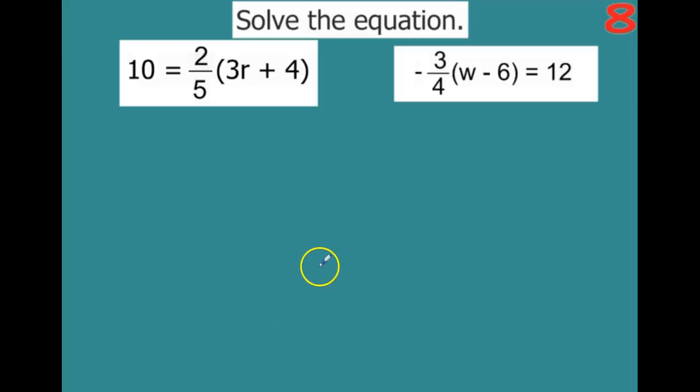These are the last two. Again, these wouldn't form nice numbers here. 2 times 3 would give us 6. 6 divided by 5, not going to be nice. So instead, I'm going to multiply by the reciprocal. Times 5 over 2. So our fraction's gone. Those cancel. We have 3r plus 4. 5 times 10 over here is 50. 2 times 1 is 2. Well, 50 divided by 2 is 25.